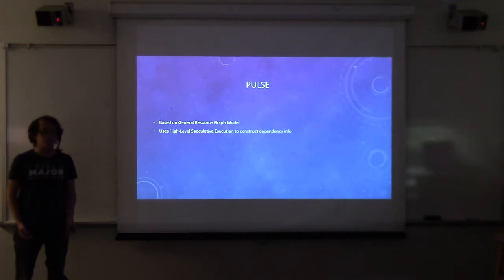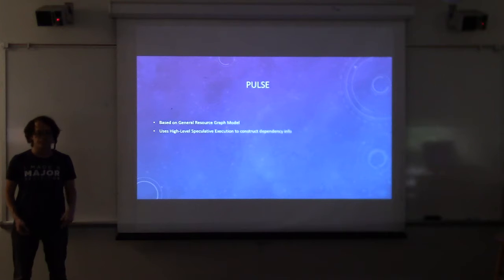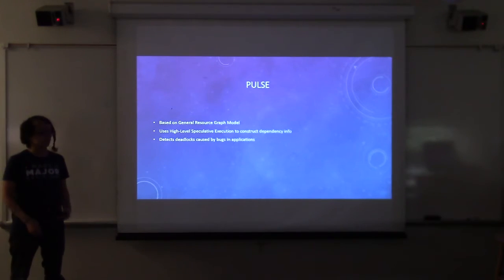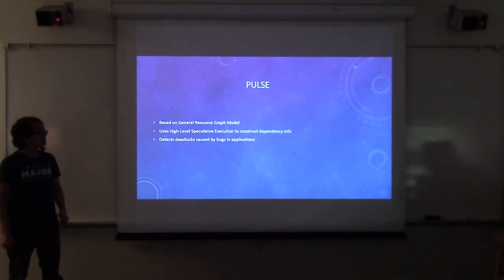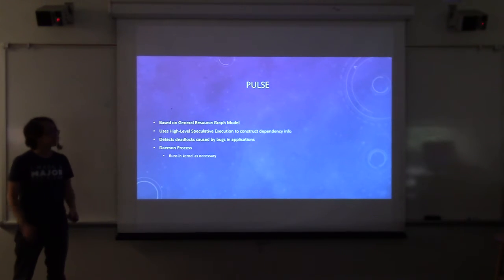So the next approach is Pulse, and Pulse is based on the general resource graph model, and it uses high-level speculative execution in order to construct dependency information on processes, and it uses this to detect deadlocks. Furthermore, the deadlocks it detects are caused by bugs in applications and are not kernel-related. Lastly, Pulse is a daemon process, which basically means it runs in the background and is fairly lightweight.